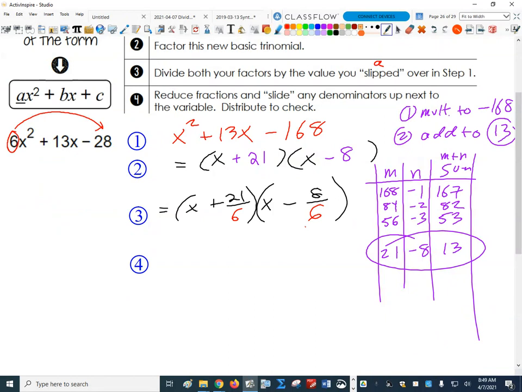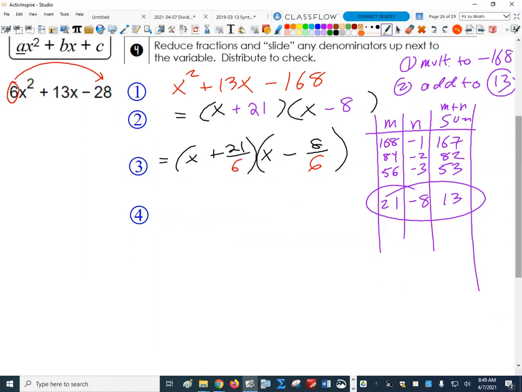Just ringing a bell? Remember doing this? Did you learn this trick? Okay, and then last step is we're going to reduce the fractions. So 21 over 6 I could reduce to what? 7 over 2, right? I could divide top and the bottom each by 3.